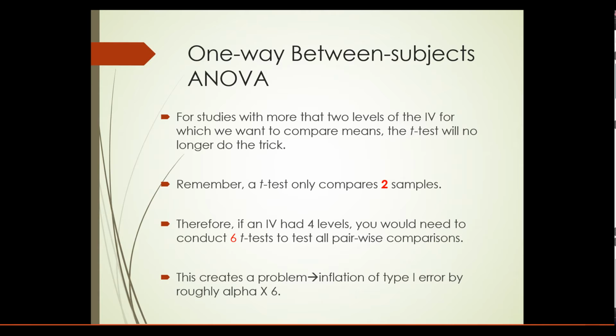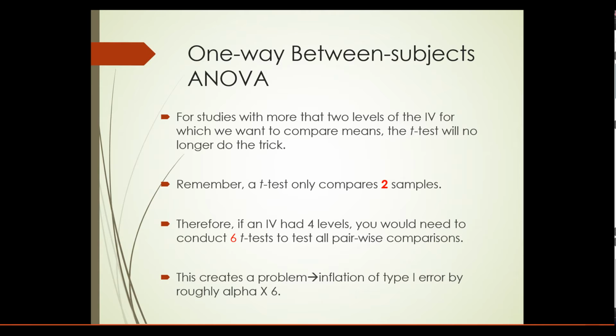So let's say there was level A, B, C, and D of the independent variable. We could run a t-test to compare A to B, A to C, A to D, B to C, B to D, C to D, right? And we could cover all of those with t-tests, but it would present some problems. The biggest problem that would present is what's called inflation of type 1 error.